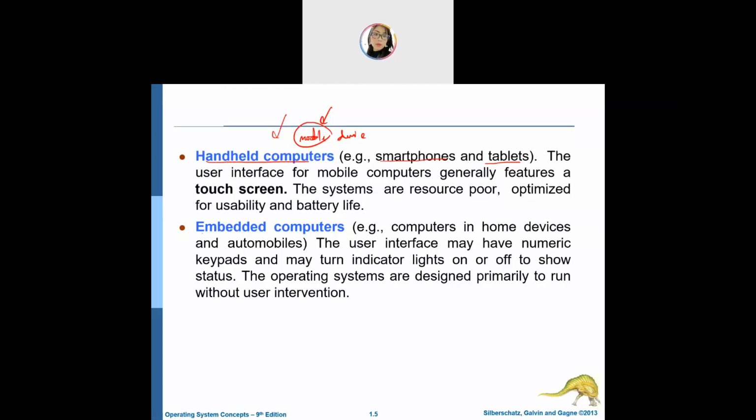We have another one, which is the embedded computer. What is an embedded computer? An example is also similar, which is a computer, but it is in a home device or automobile. So what is the use of this embedded computer? It is like a user interface or UI that has a numeric keypad. Of course, you have a keypad to key in, as hardware. A method indicator light on or off to show status.